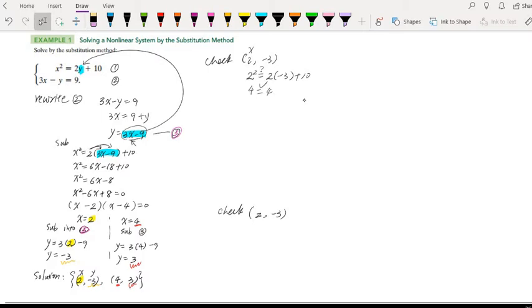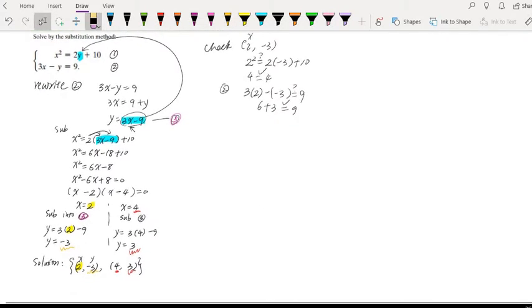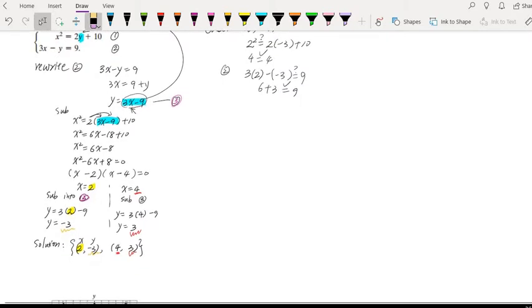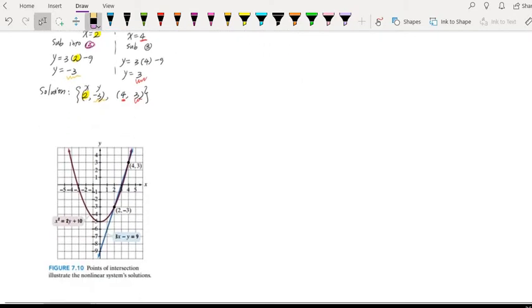Of course you can also check the second equation. That will be 3 times x, our x is 2, minus y, which is negative 3. Does it equal 9? So we're checking equation 2 with the substitution. This is going to be 6 plus 3, and I realize it is correct as well. So you do the same thing to check the other solution. Before we move on to the next example, let's show you the graph, because we know the first is a quadratic function and the second is a linear function.